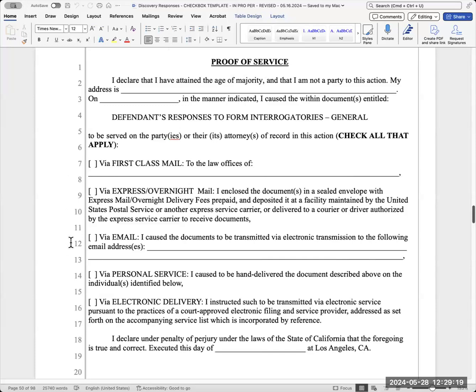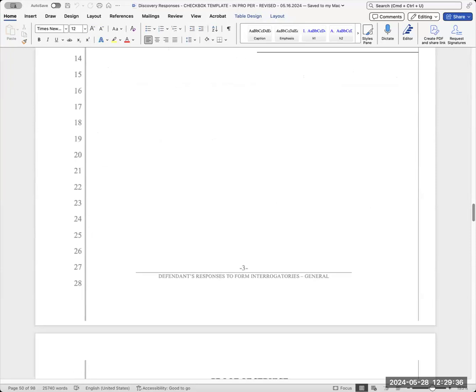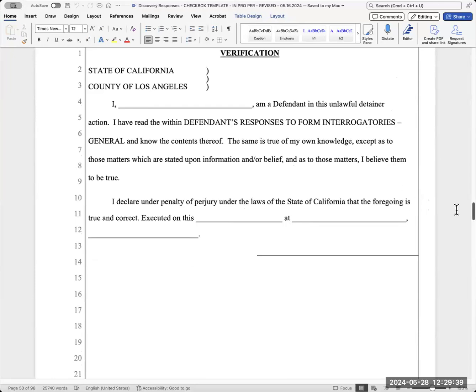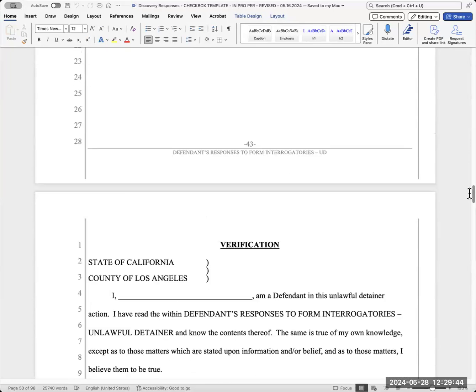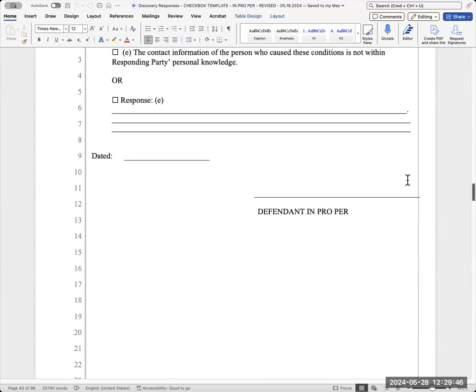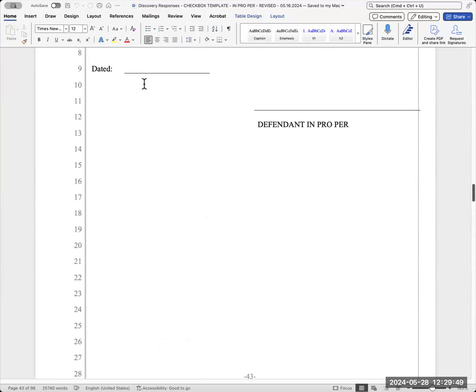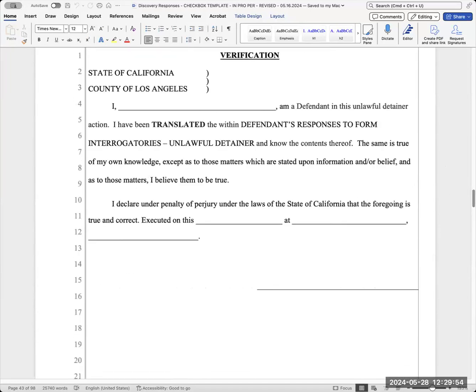fills this out properly, starting off with the fact that they are a person 18 or older and not party to the action. They're going to put in the date, which should be the date that it is sent. All the dates should match. The dates here, the dates here, all the dates should be the same. It should be signed, dated, and sent on the same day.